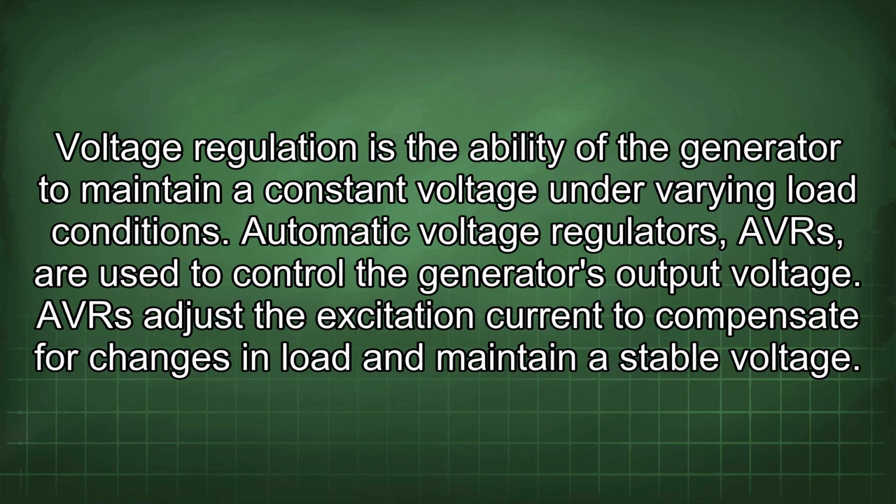Voltage regulation is the ability of the generator to maintain a constant voltage under varying load conditions. Automatic voltage regulators, AVRs, are used to control the generator's output voltage. AVR adjusts the excitation current to compensate for changes in load to maintain a stable voltage.